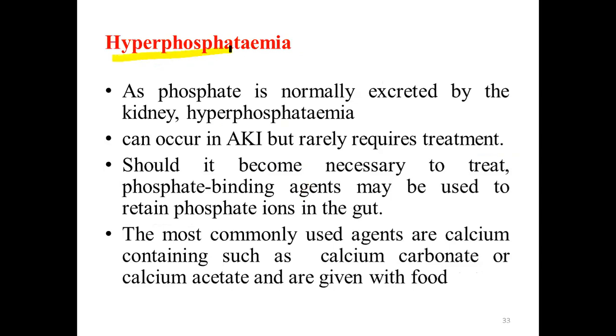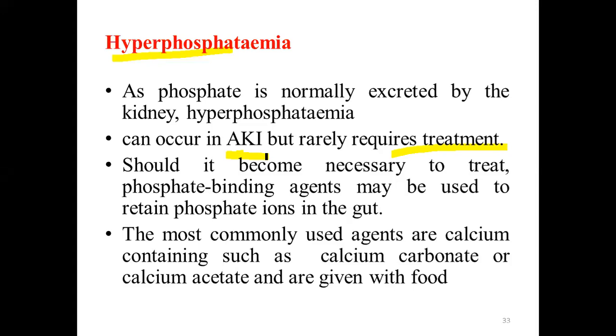The next condition you will encounter is probably a high level of phosphate. Remember, kidney is a very important organ in elimination of excess phosphate. If phosphate is not eliminated in the body system, it can deposit. Calcium will bind with phosphate, then it can cause what? Hyperphosphatemia, so that this can deposit in soft tissues and it can cause a lot of issues, including even kidney damage. Okay, so this can occur in AKI, but rarely requires treatment. But it is very common in chronic kidney disease patients. So this is very common in that patient population.